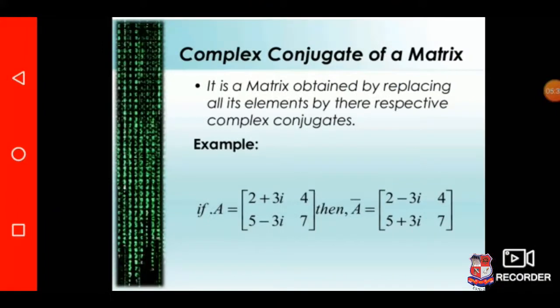Complex conjugate of the matrix. Now it is a very leading term and very useful term. It is the matrix obtained by replacing all its elements by their respective complex conjugates, meaning here the inclusion of complex numbers. The complex numbers are represented with the real values and the imaginary values. So one part corresponds to the real part and one part corresponds to the imaginary part. This is just a kind of example over here.